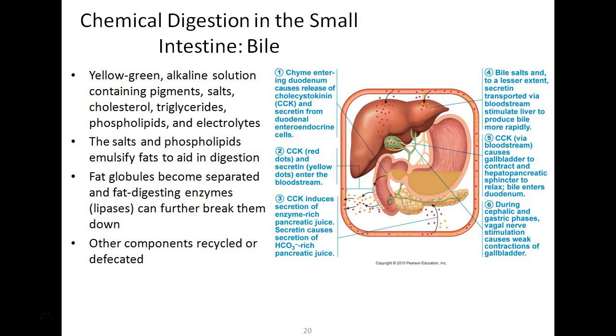Let's now take a look at chemical digestion further in terms of bile and what its purpose is. We see that bile is a yellow-green sort of alkaline substance. The color comes from pigments that are in there. We also have salts, cholesterol, triglycerides, phospholipids, and electrolytes in this bile. The purpose of the salts is to emulsify fats, in other words, break them down and help us with digestion.